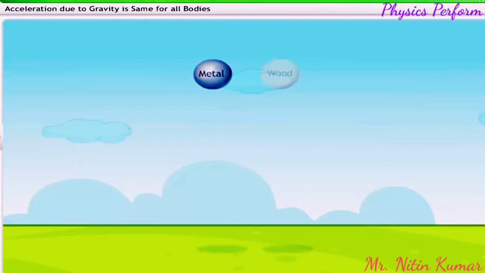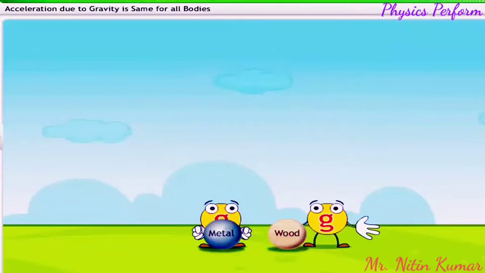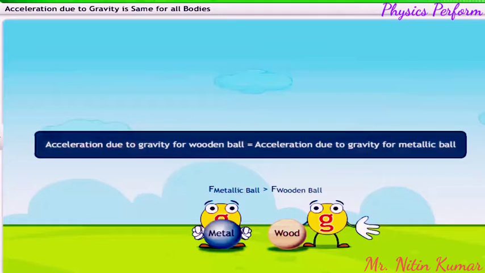Let's use two identical objects with different masses to verify this statement. Drop a metallic ball and an identical wooden ball from a height. Do you notice that both reach the surface of the Earth simultaneously? Since the mass of the metallic ball is greater than that of the wooden ball, the force of gravity on the metallic ball is greater than that on the wooden ball. However, it doesn't seem to make the metallic ball fall faster than the wooden ball. This proves that acceleration due to gravity on Earth is the same for all bodies irrespective of their masses.